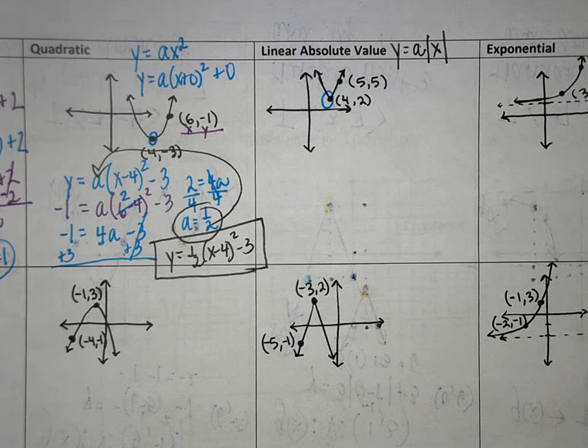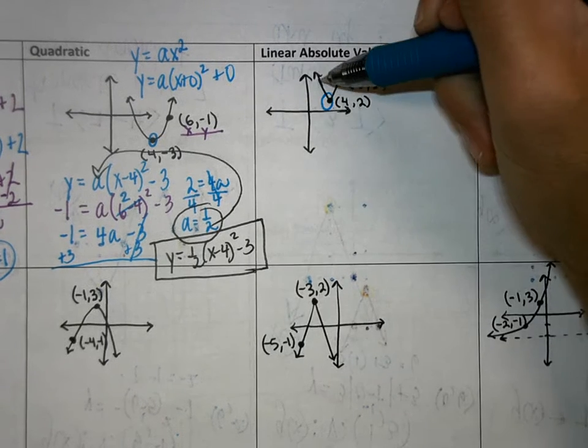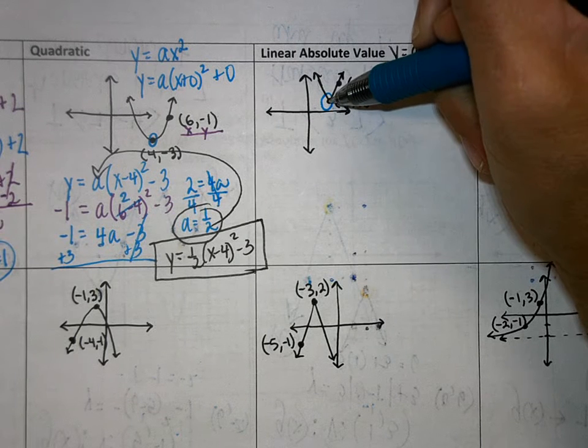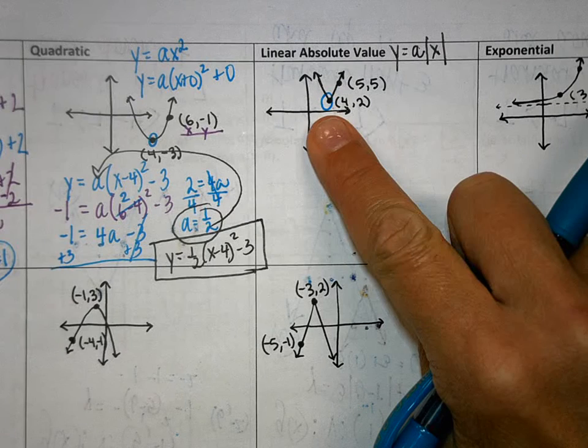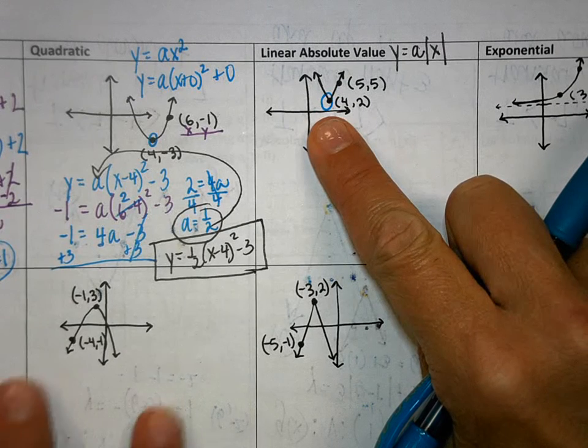Okay, so a vertex is where a line is changing from increasing to decreasing. So notice how this one right here, it's decreasing, and then at this point it changes directions and then starts going up, increasing. That point is always your vertex.